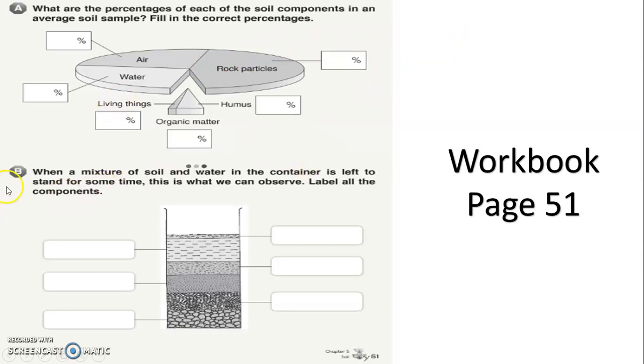Letter B. When a mixture of soil and water in the container is left to stand for some time, this is what we can observe. Label all the components. So you're going to write what component of soil is this part.